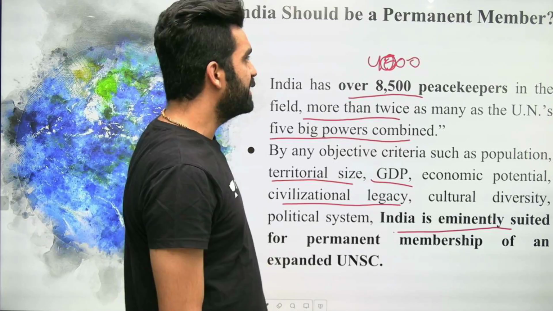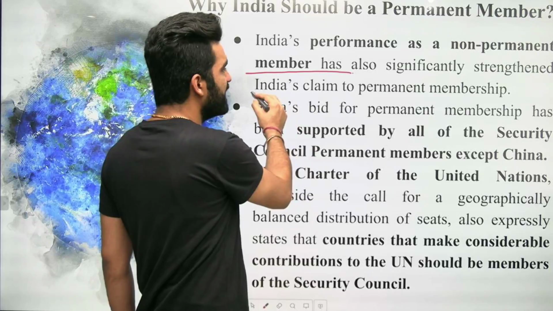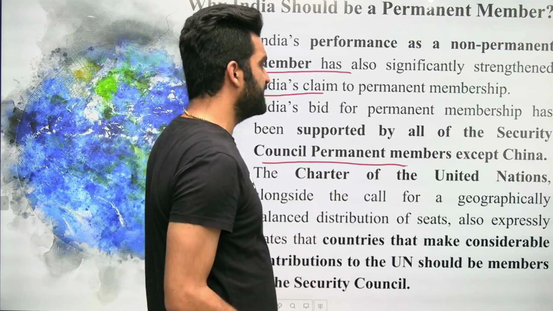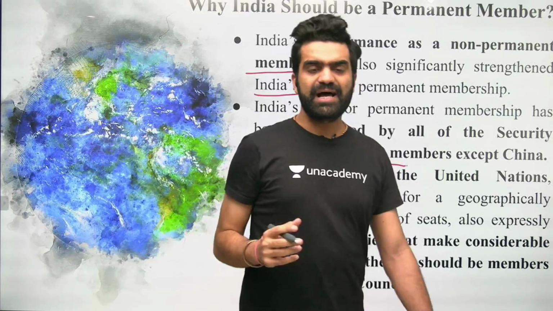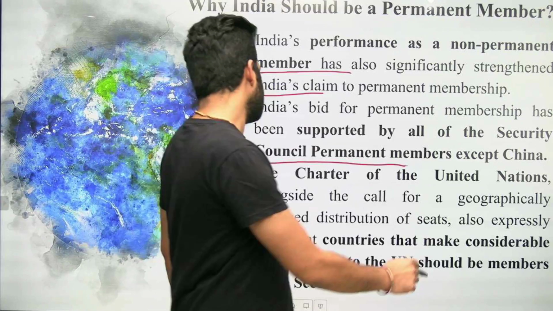Now, India's performance as a non-permanent member has also significantly strengthened India's claim to permanent membership. India's bid for permanent membership has been supported by all of the Security Council's permanent members except China. China, being a veto holder, has been obstructing India's proposal for reform of the United Nations Security Council.